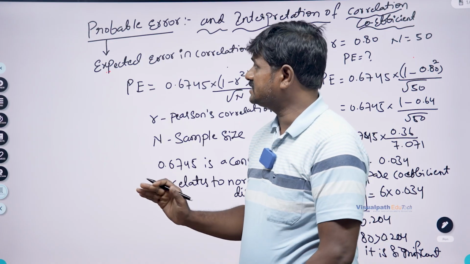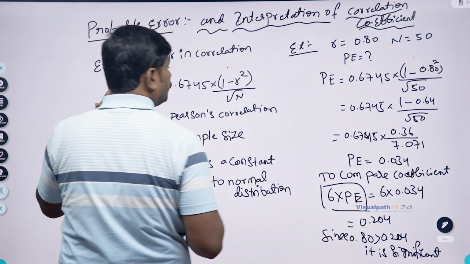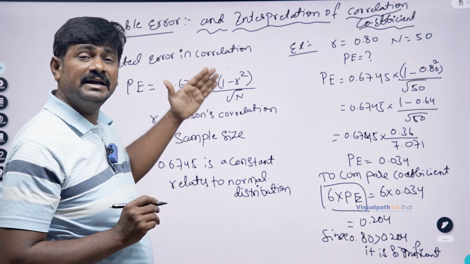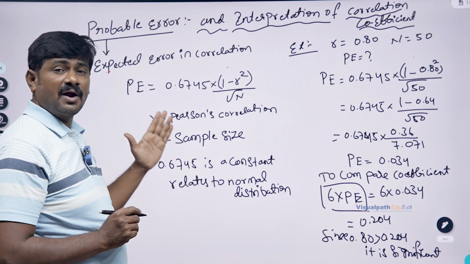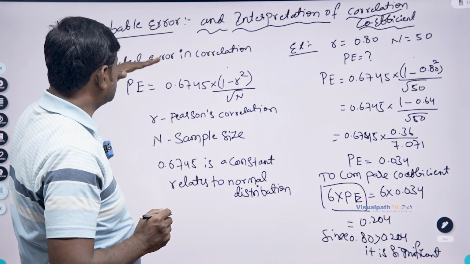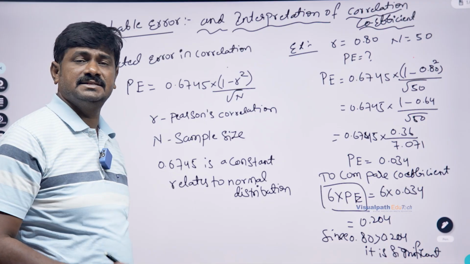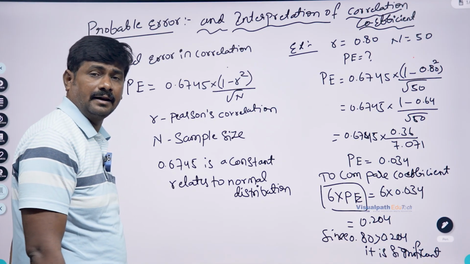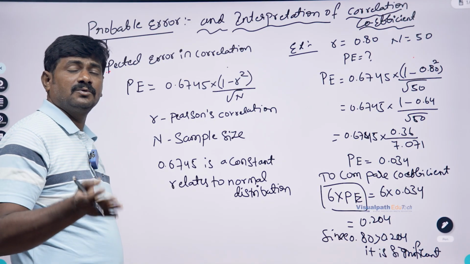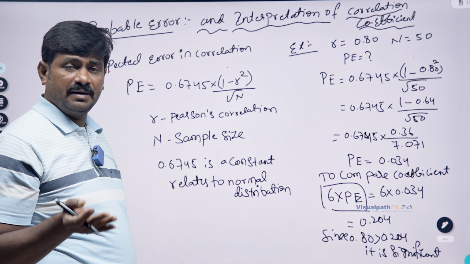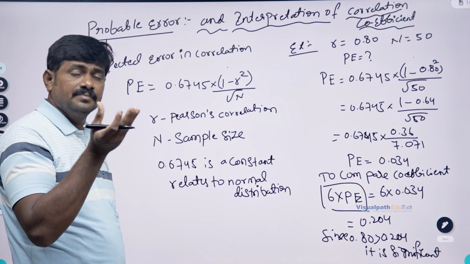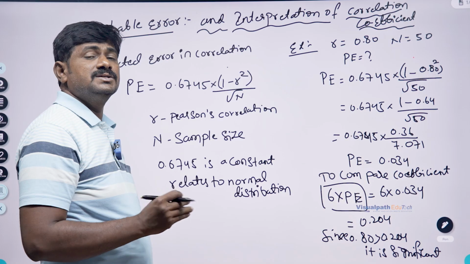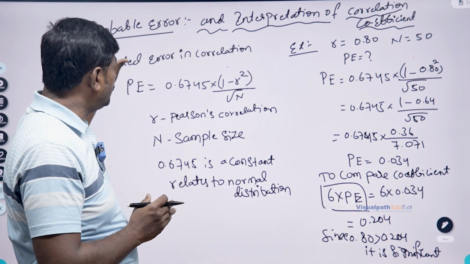So what is the probability that the rank correlation fails? How significant is it? We can identify this with the probable error. The expected error in a correlation is nothing but the probable error. When we make that correlation coefficient, that is Spearman's rank correlation, what is the expected error that can occur? That error is nothing but the probable error.